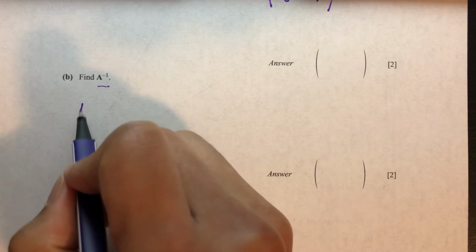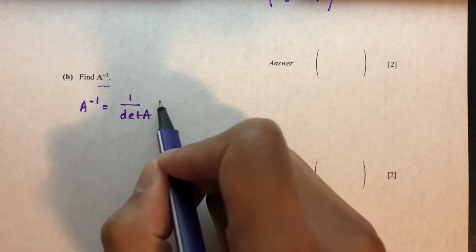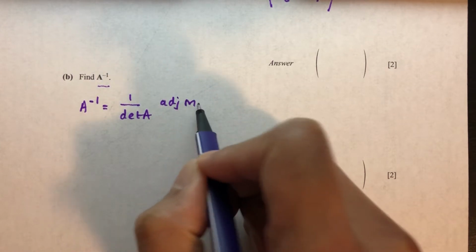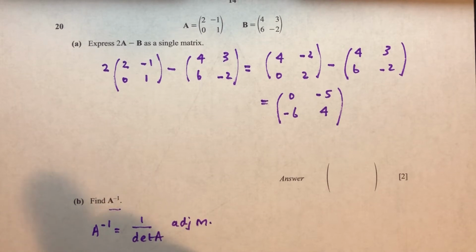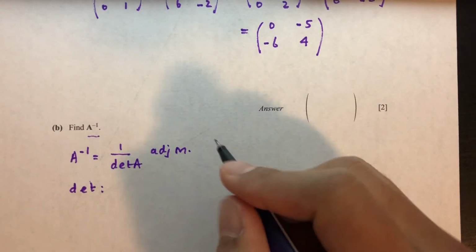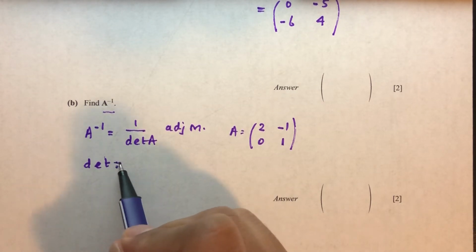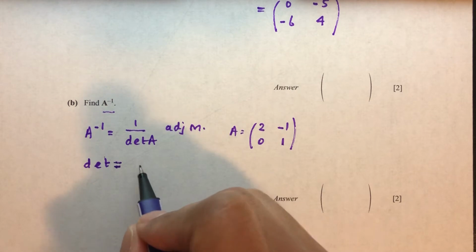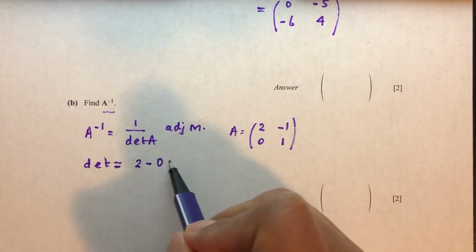So now we have to find the inverse of A. So the inverse of A: we have to find the determinant of A and then the adjugate matrix. So what is the determinant of A? We have A equal to 2. To find the determinant, we take 2 times 1 is 2, minus 0 times minus 1 is 0, so it will be 2.